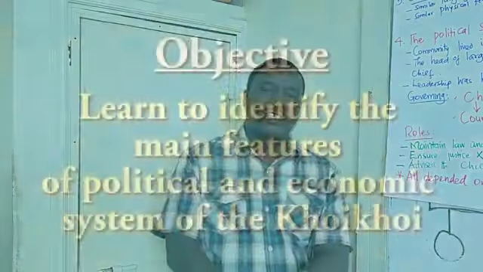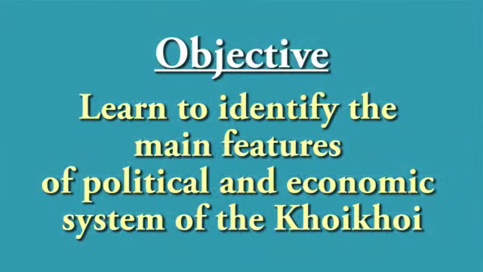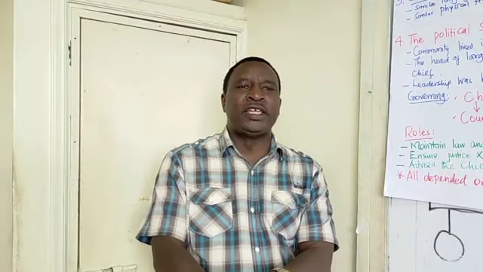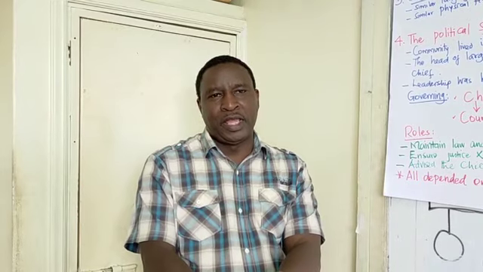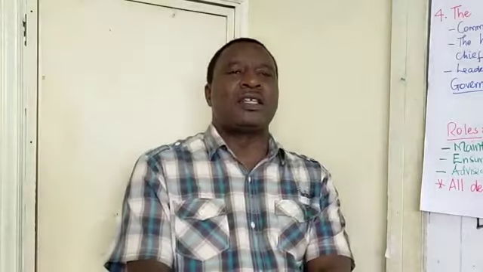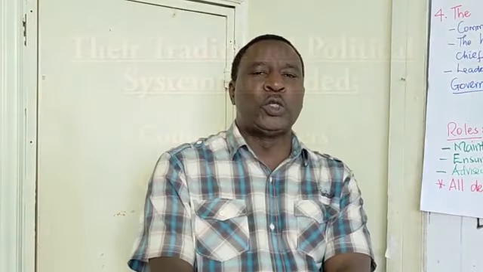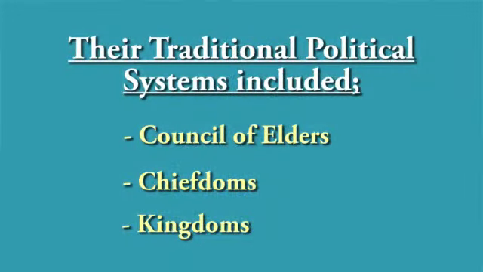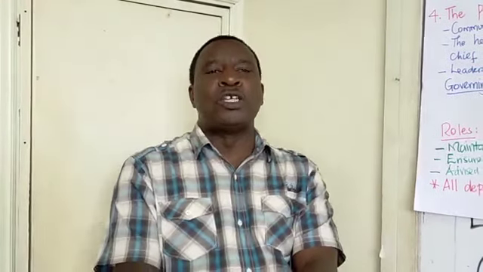Our objective is to identify and learn the main features, political as well as economic, for the Khoikhoi of South Africa. In our class 6 lesson, we were introduced to political systems, and the traditional political systems included the Council of Elders, chiefdoms, as well as kingdoms. So today, we'll talk about the Khoisan.